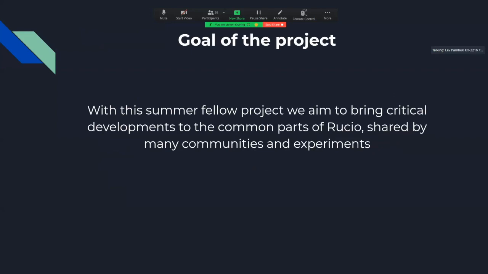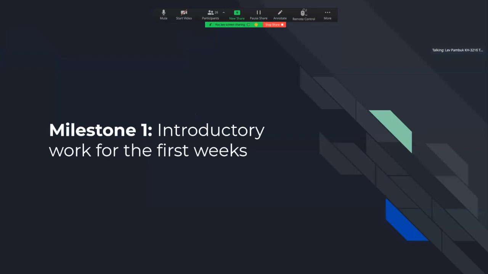The goal for this project is to bring crucial developments to the common parts of Rucio shared by many communities and experiments. So my work will be focused on developing and solving current issues with the source code. It includes client developments, operations, core, and transfer developments.